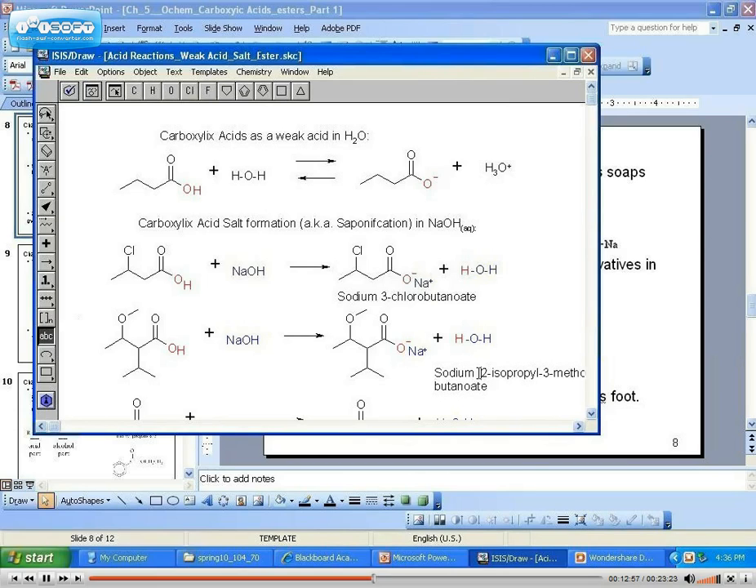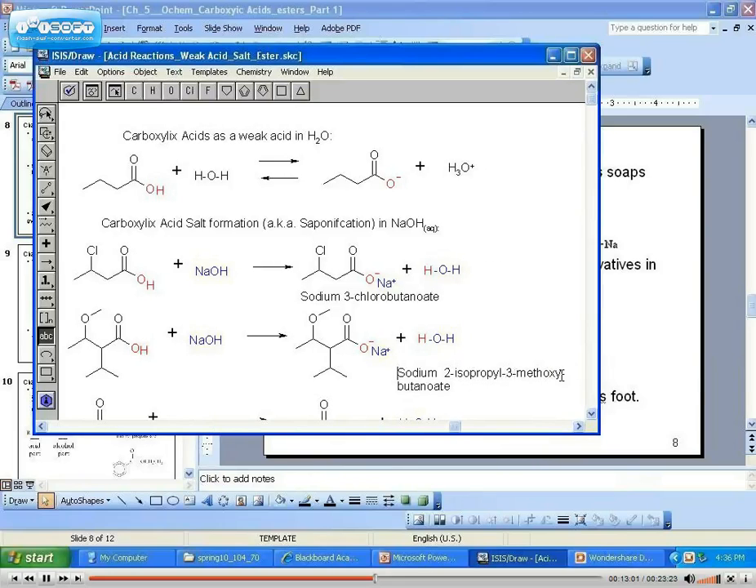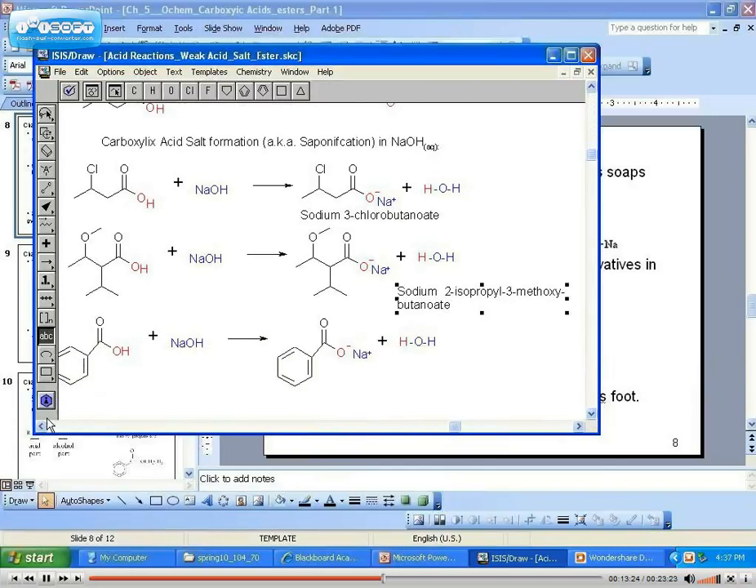Make sure you have a space between the sodium and the rest of the parent, so that I can identify that these prefix branch names are on the carboxylic acid parent. Let's go to the next one.